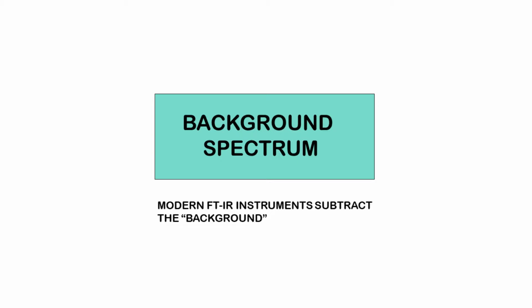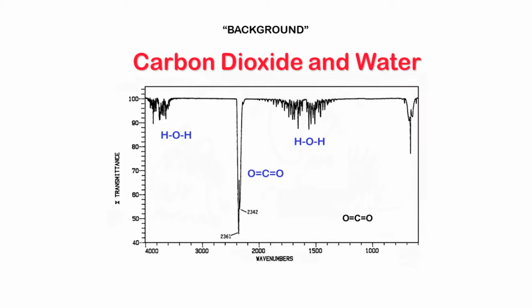Modern FT-IR instruments automatically subtract the background spectrum, simplifying analysis. The background spectrum typically includes carbon dioxide and water, which are subtracted during analysis.